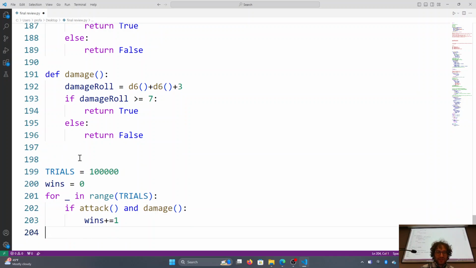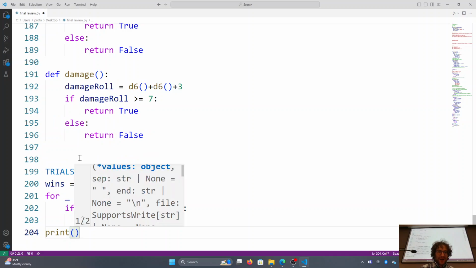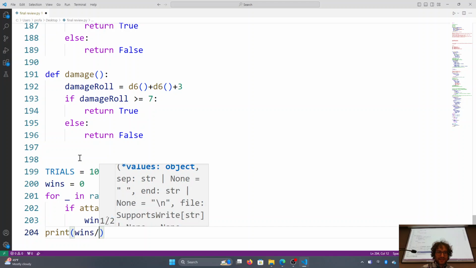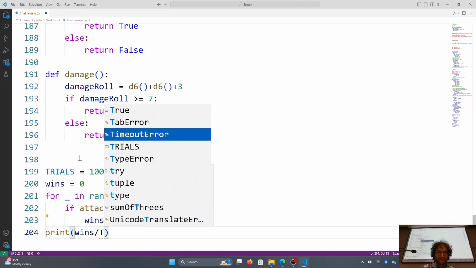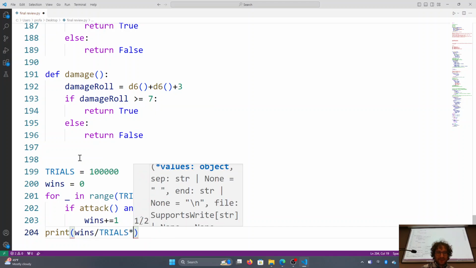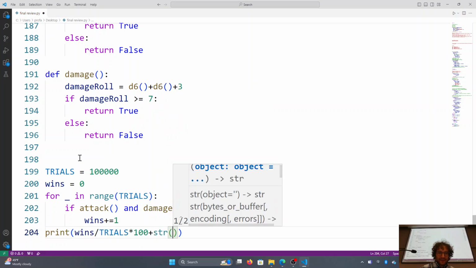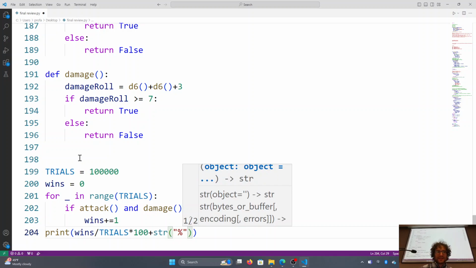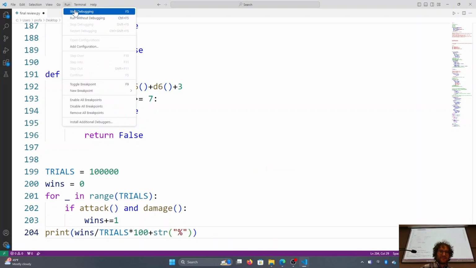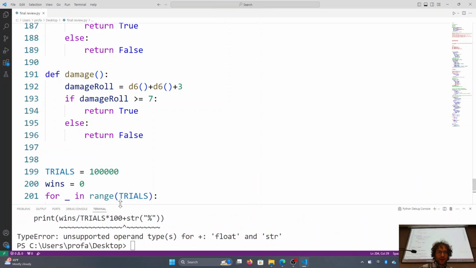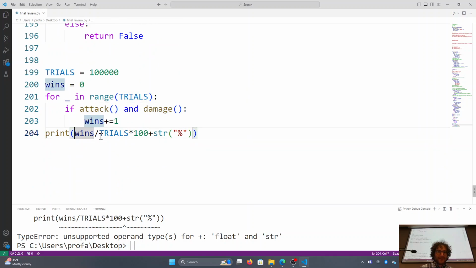And now what we're going to do is print out wins divided by trials times 100 plus str of %, and that'll give us a percentage chance. Let's see, type error for unsupported operation. Right, of course. I always forget that about this.